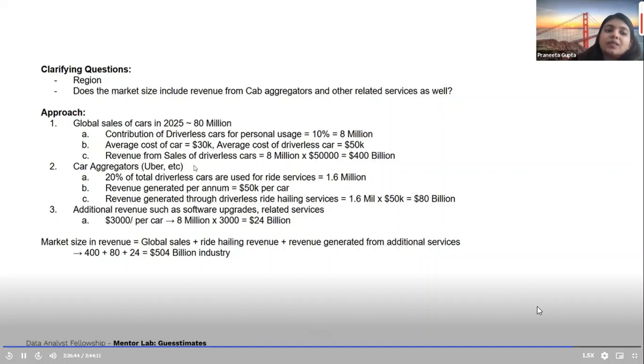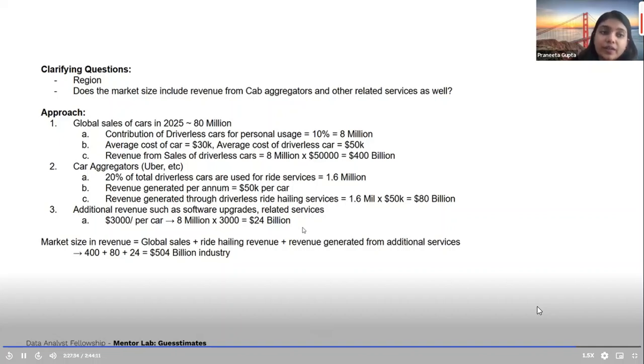Now, you mentioned Waymo, and Uber is also there, which is going to adopt these driverless cars soon. Say 20% of these 8 million cars are essentially going to be utilized by car aggregators, so 1.6 million. From these, revenue will also be generated, meaning when an Uber driver is earning money, what is the revenue that car would be generating? I'm saying 50K per year per car. So total revenue, 1.6 million into 50K, is another $80 billion.